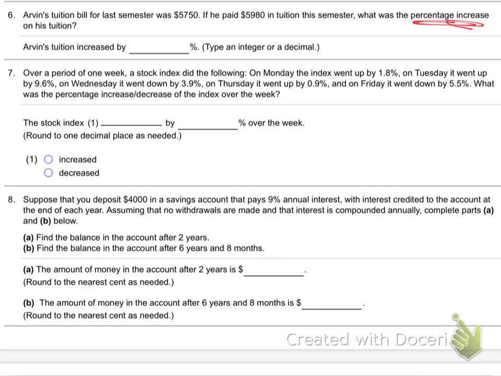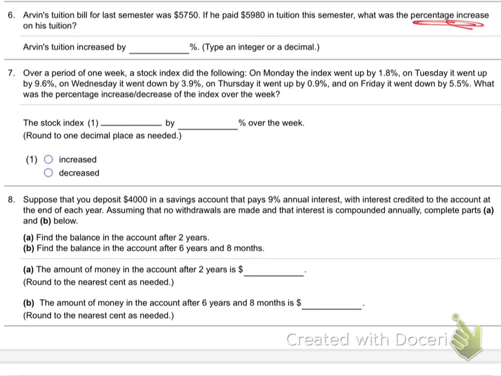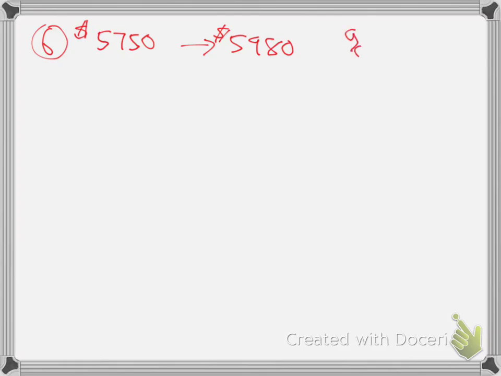Percent increase. It went from, and let me just get a fresh screen here. Number 6. So it went from, what did it go from? $57.50 to $59.80. Yes. Thank you. $59.80. Right. What's the percent? Percent increase. So what do y'all think? How are we going to figure out percent increase?